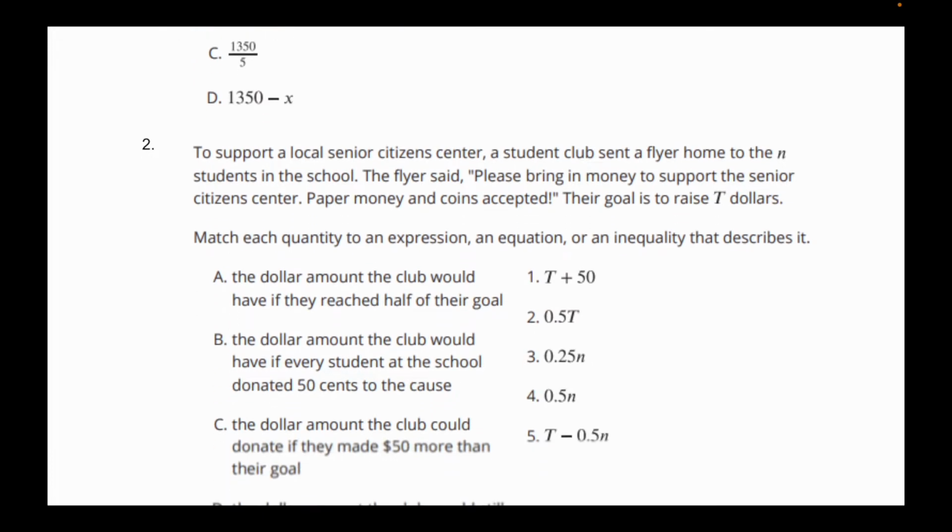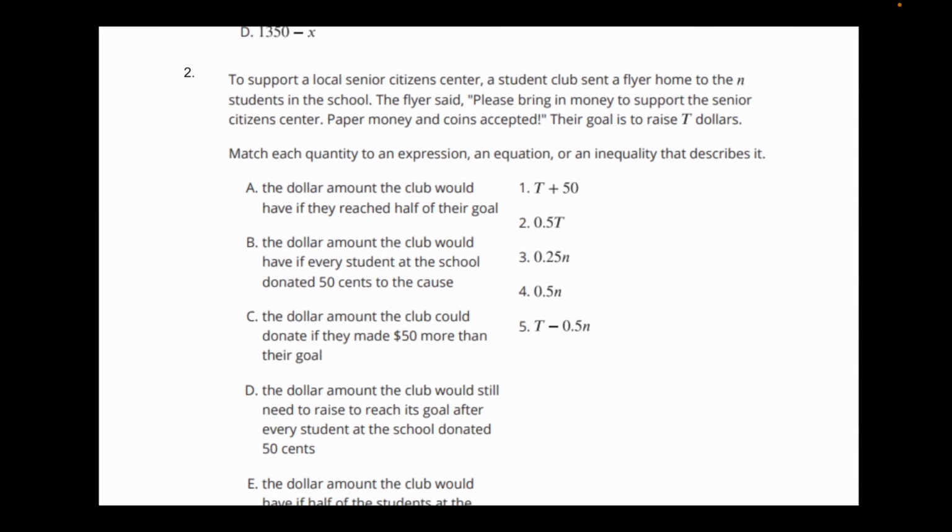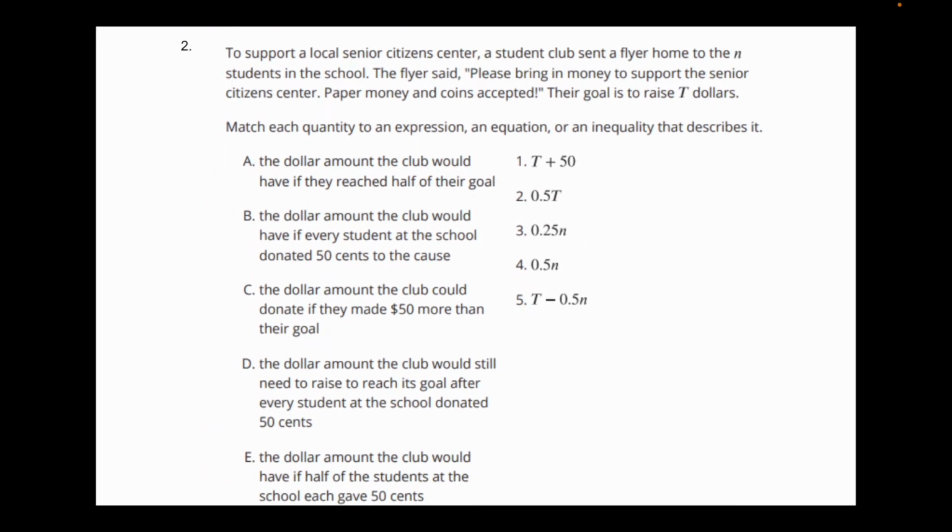So for question 2, we have some matching going on here. So to support a local senior citizen center, a student club sent a flyer home to the N number of students in the school. And the flyer said, please bring in money to support the senior citizen center. Paper money and coins are accepted. And their goal is to raise T number of dollars. So we're going to try to match each quantity to an expression, or an equation or an inequality that describes it.